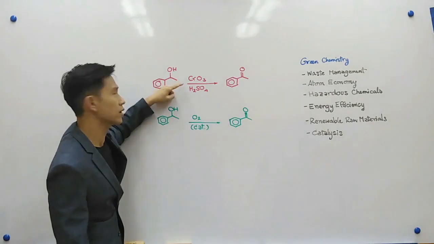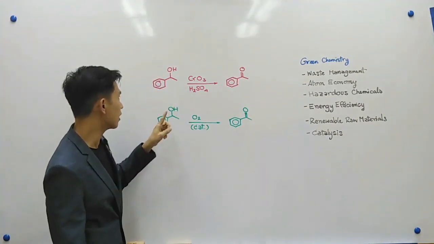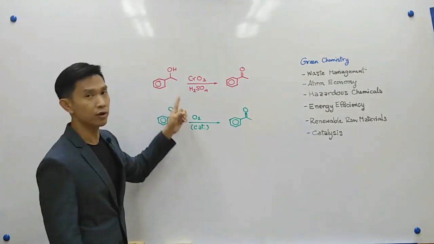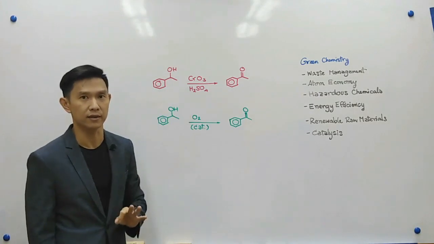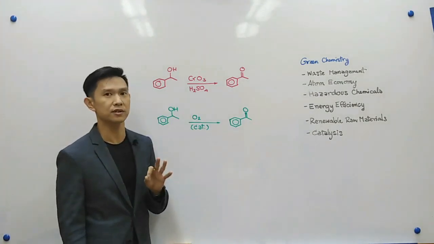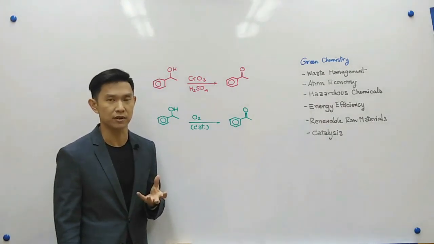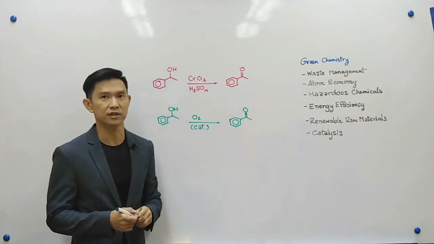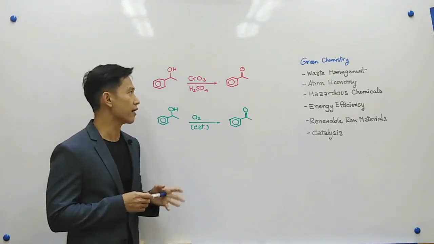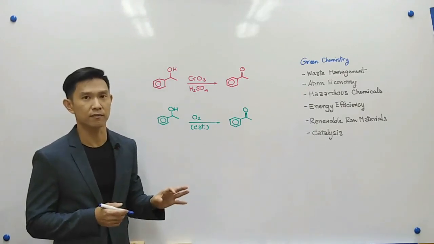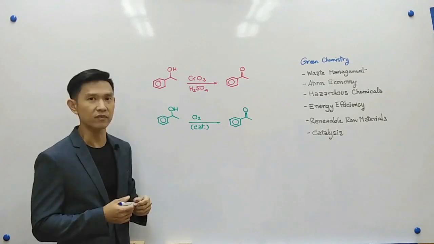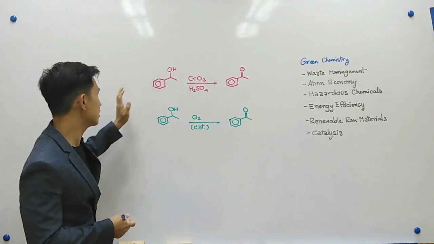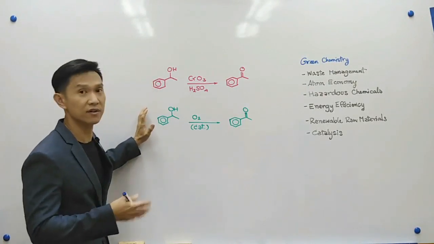As you can see, you're starting from the chromic oxide here, which is chromium +6 oxidation number. After the reaction, chromium is reduced to chromium 3 ion. And chromium 3 ion is a metal, and if this metal is released into the environment, it is toxic to aquatic life. So what you have to do is get rid of that chromium 3 ions.